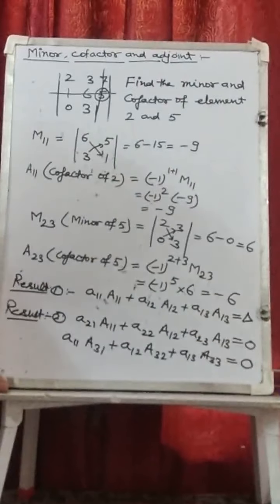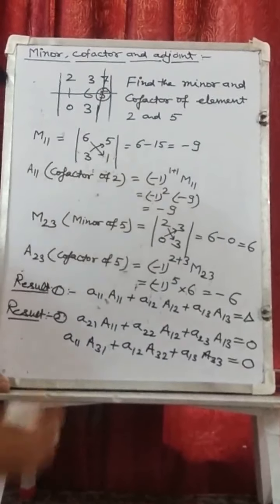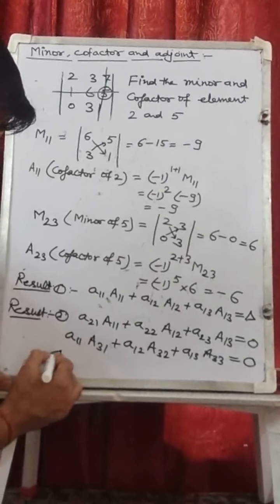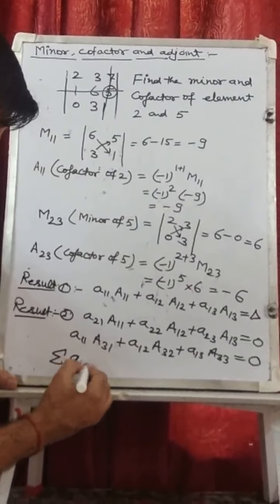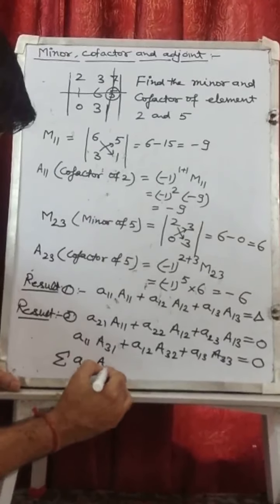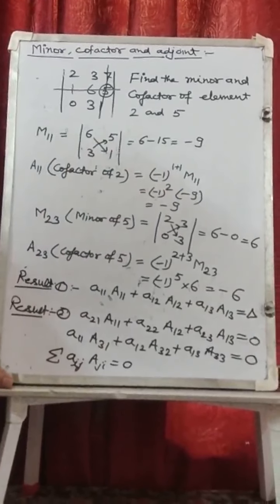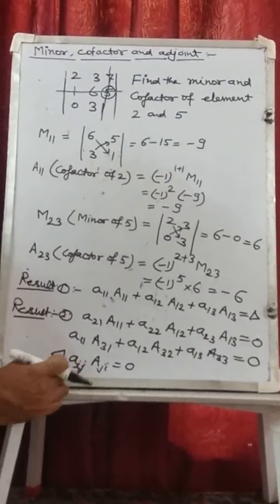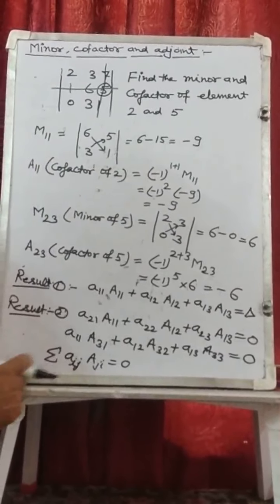So these are two very important results, and it says that the sigma Aij into Aji is equal to 0. Means element is from different and cofactor is from different.